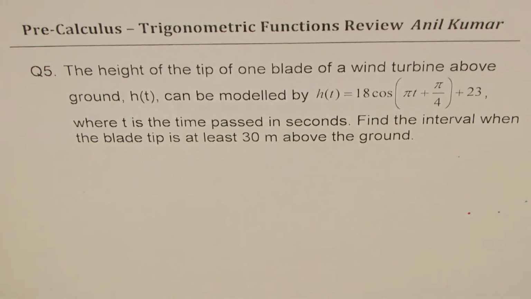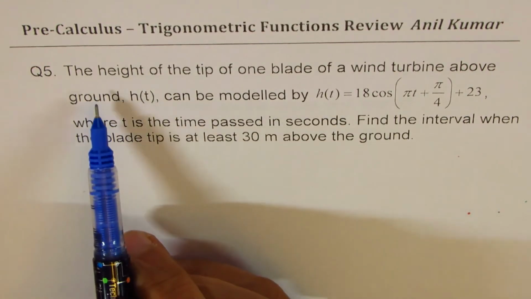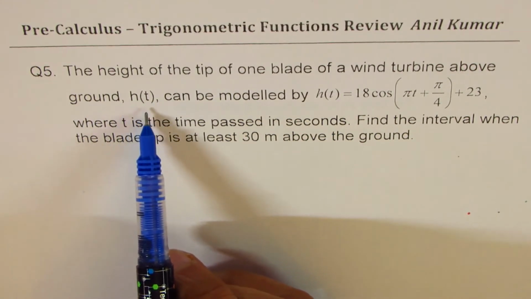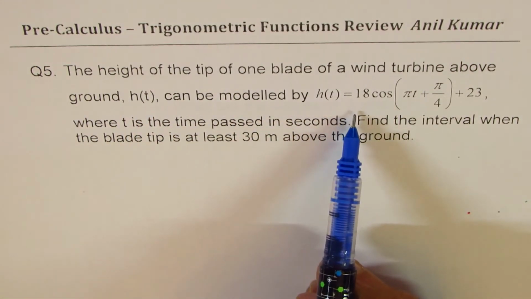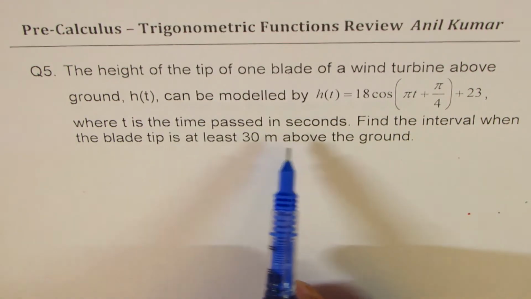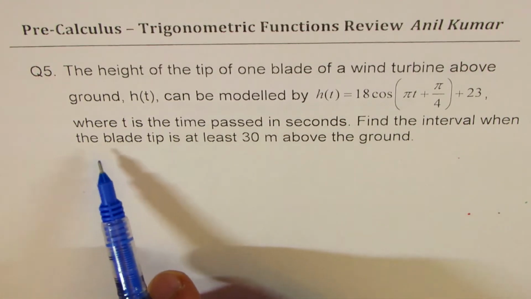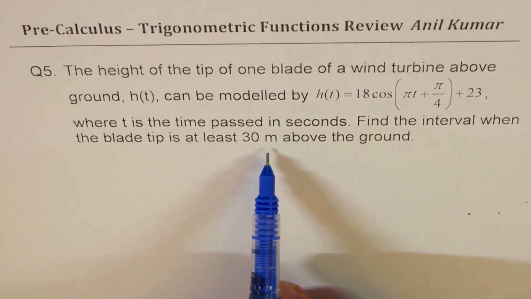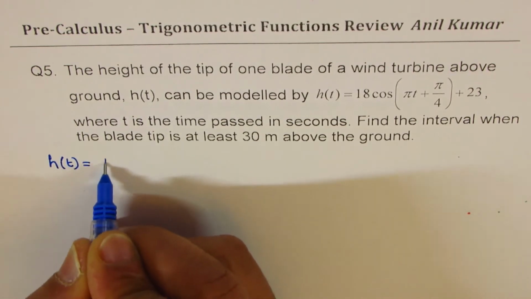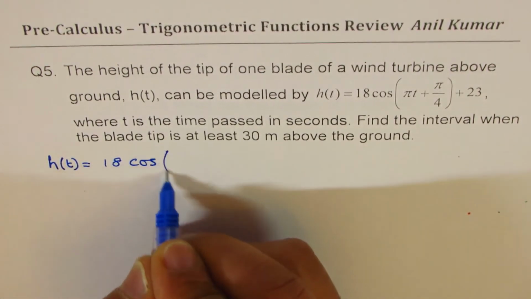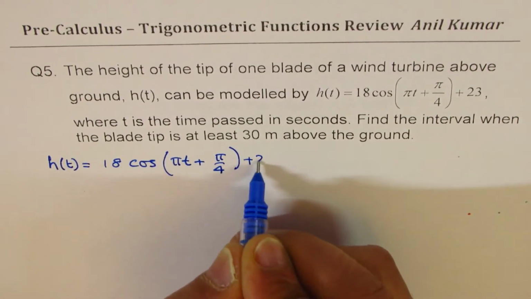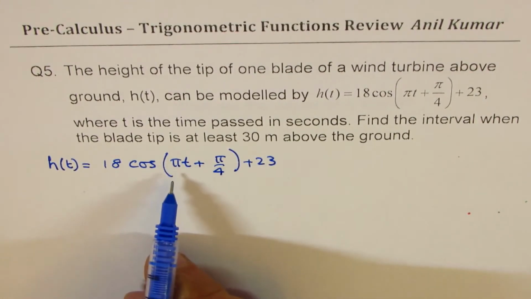Now this question is a very interesting question. It says, the height of the tip of one blade of a wind turbine above ground, h of t, can be modeled by h of t equals 18 cos (pi t plus pi over 4) plus 23, where t is time passed in seconds. Find the interval when the blade tip is at least 30 meters above the ground. So let's solve. We have h of t equals 18 cos within brackets pi t plus pi by 4, plus 23. Now let's find the time period for this.